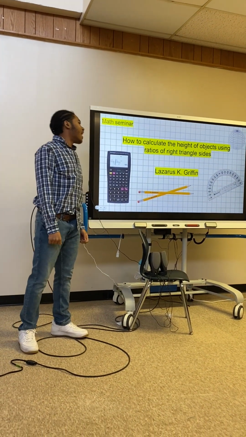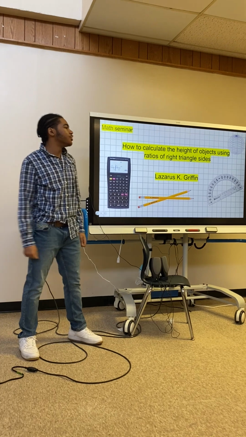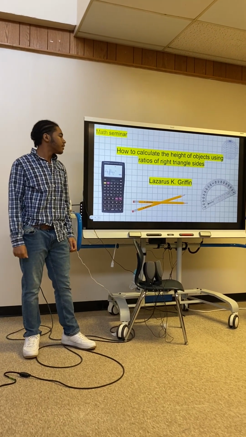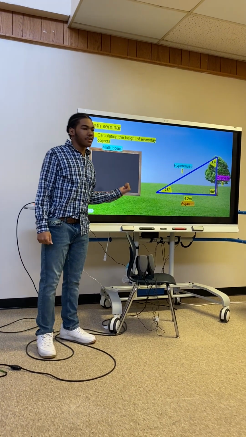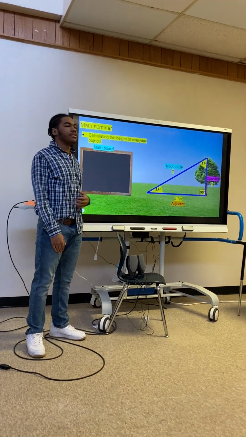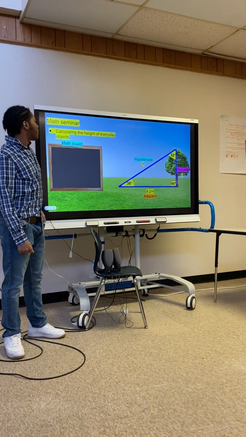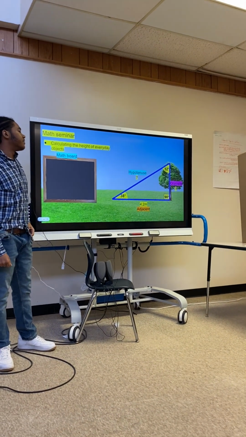Math seminar, how to calculate the height of objects using ratios of right triangles. If at any point y'all have questions about this, it took me a while to really understand this, so if at any point y'all got questions, just let me know. So, calculating the height of everyday objects.